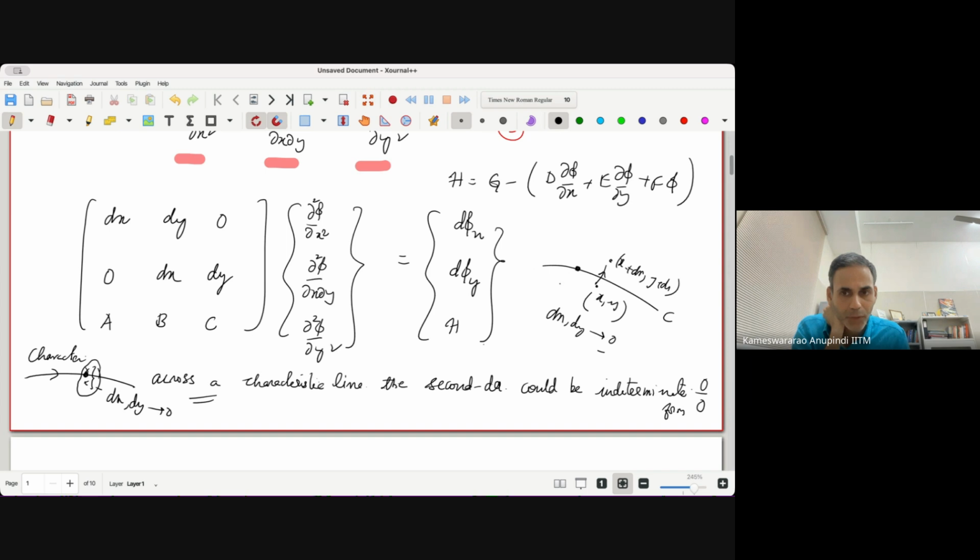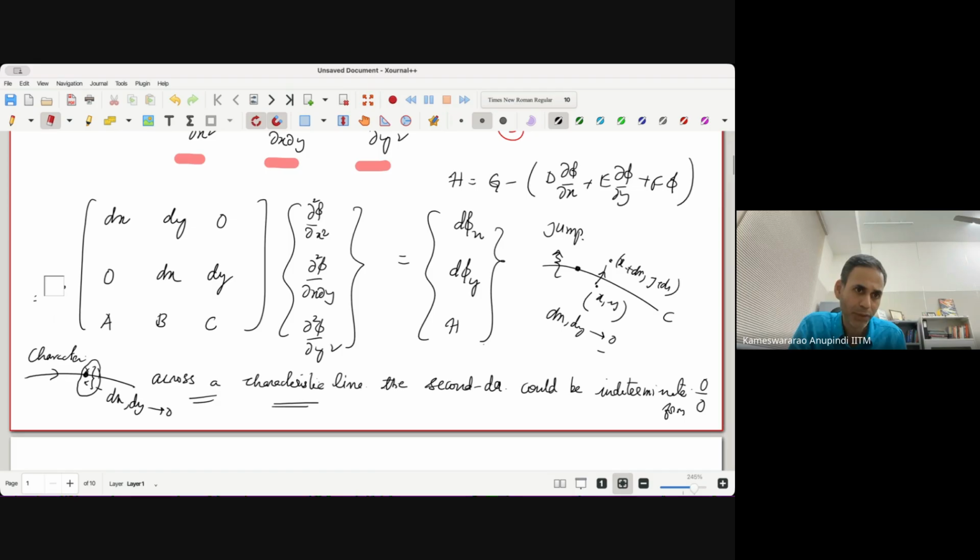Now, why is this important? It is important because there is a jump in the solution when you go across a characteristic line, and the jump is what is leading to this indeterminacy of the second derivatives. So the definition is actually along the characteristic line, but we are evaluating the second derivatives across the characteristic line with dx dy tending to 0. Okay, so we're going to apply.